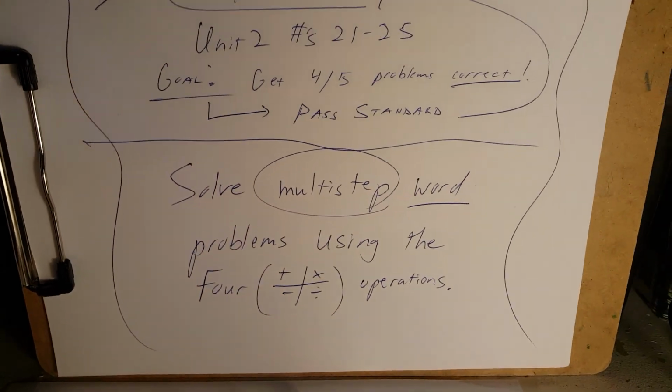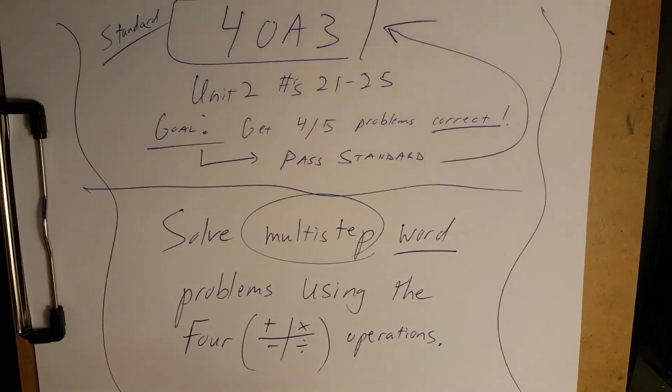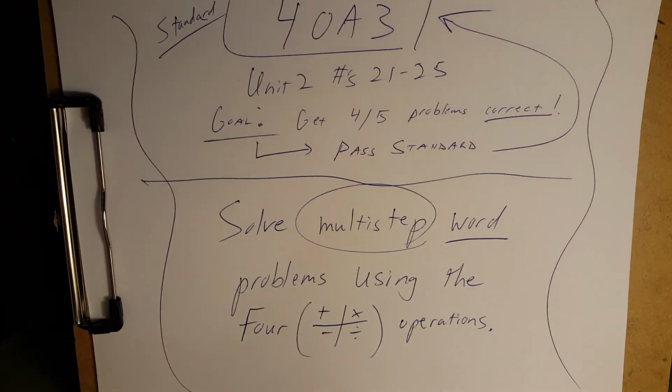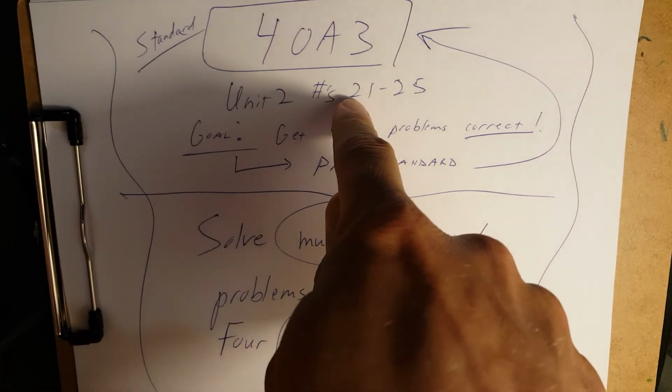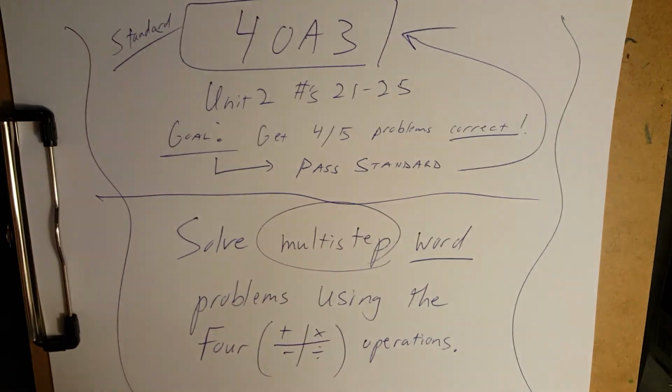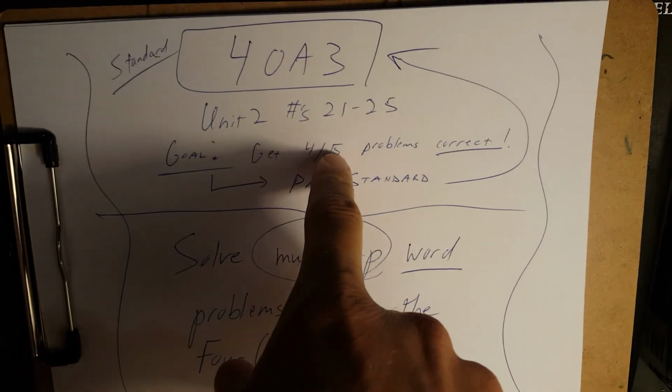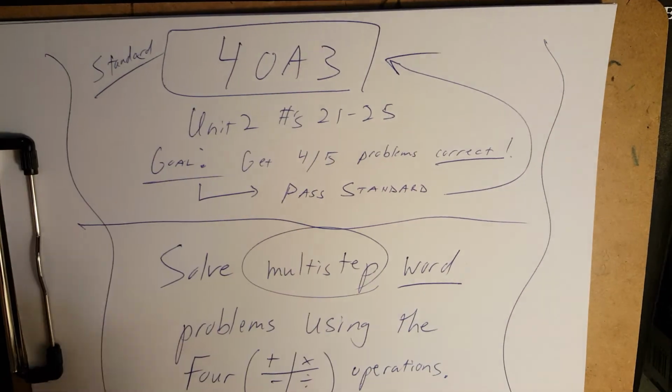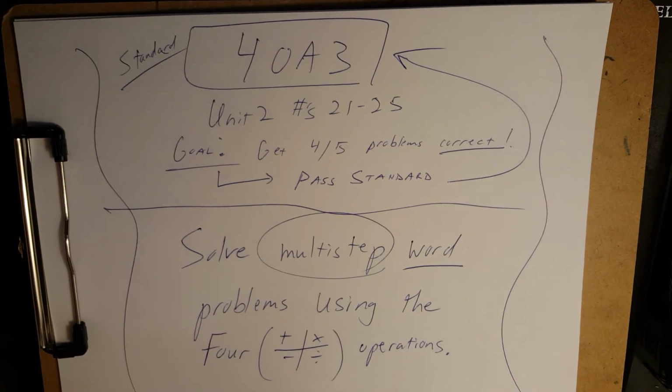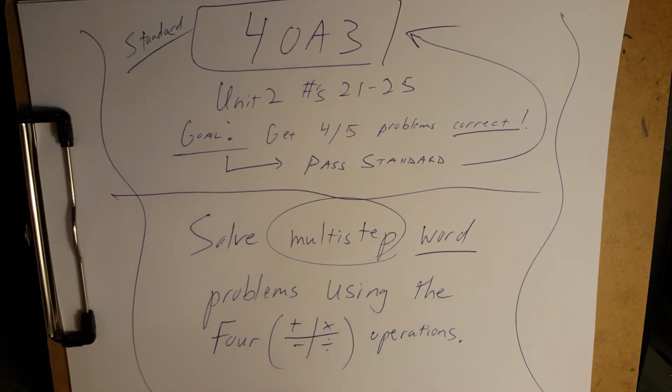Okay, we'll talk. Last standard, so this better be exciting. You know what? The marathon is nearing an end. Why? We are on problems 21 through 25. Remember, you want to get 4 out of 5 problems correct to pass that standard. This standard is 4OA3, operations and algebraic thinking.